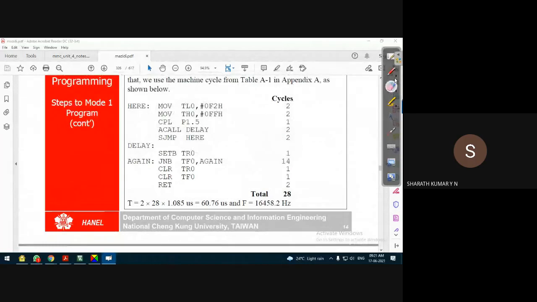What's happening in the program? The initial value is loaded to the timer. There is timer 0. P1.5 is complemented. Initially it is high. It is set to 0.